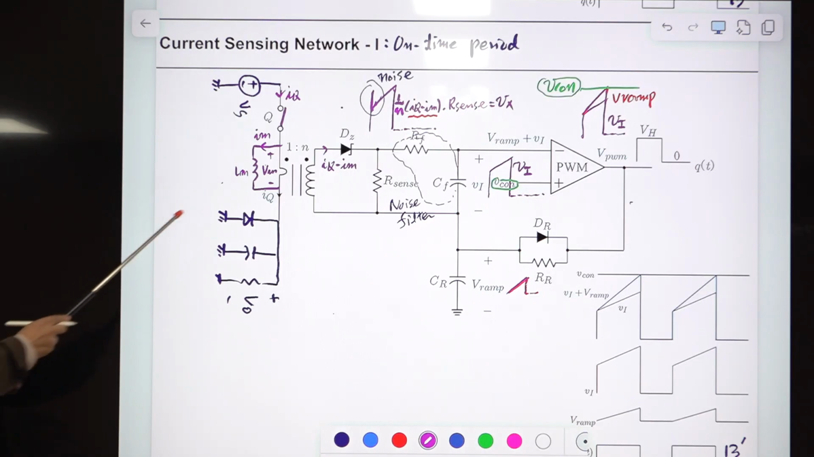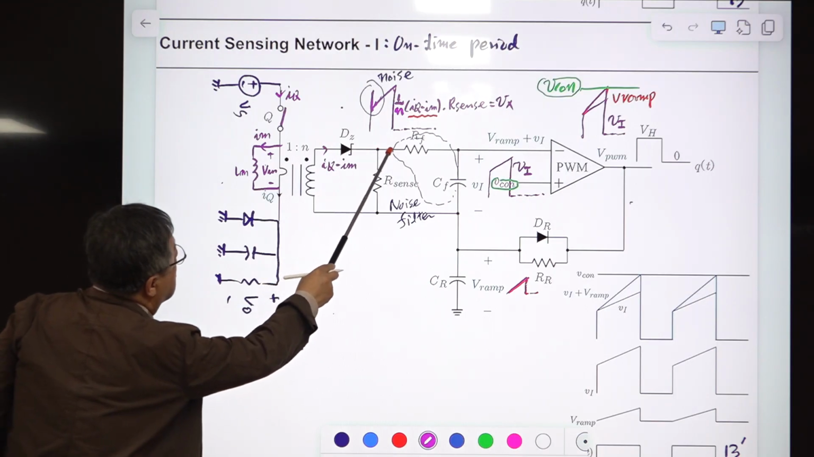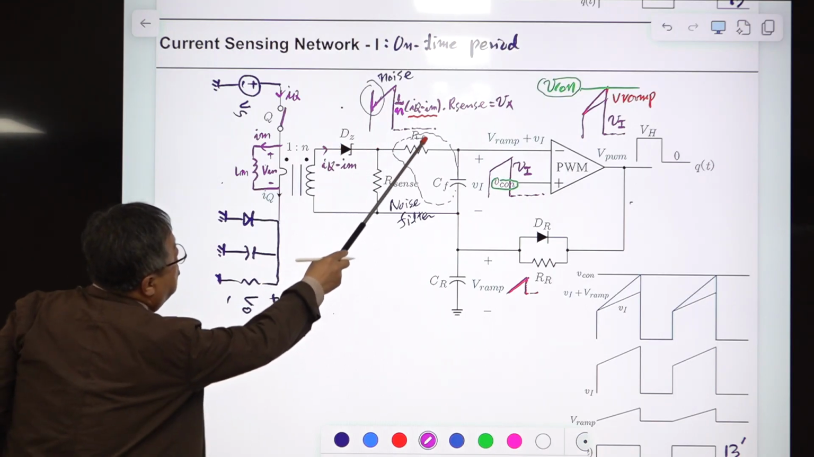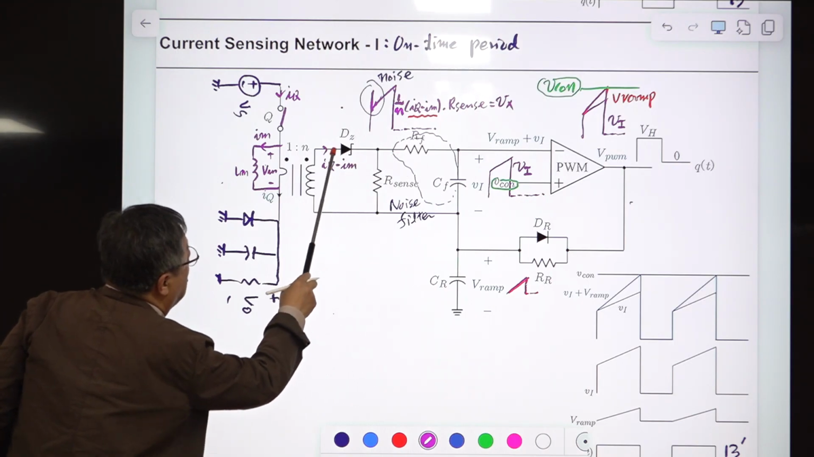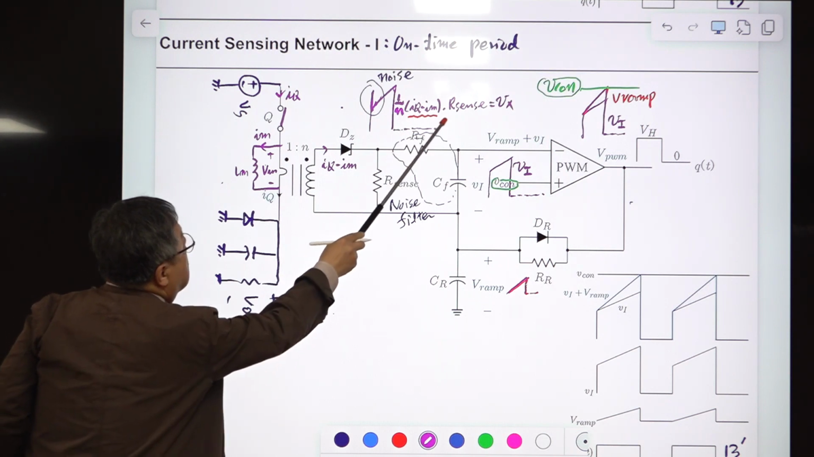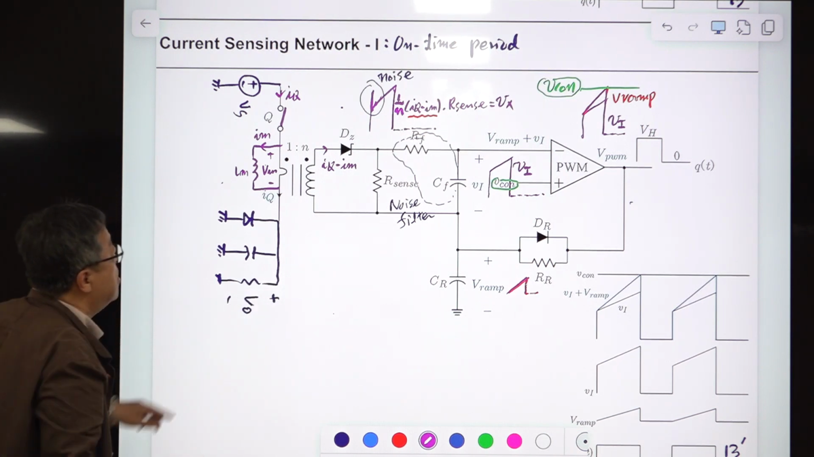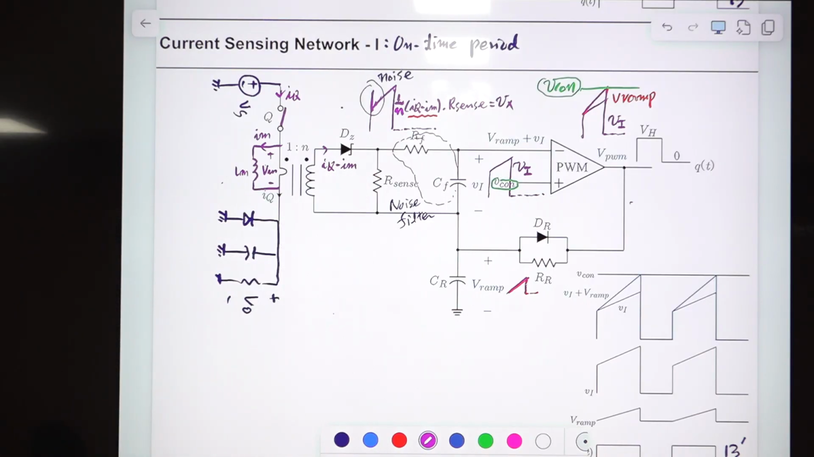So this current is passing through this. Assume this RF and the CF are large. The current is passing through this R sense. Then this becomes the voltage Vx here. So this is Vx.